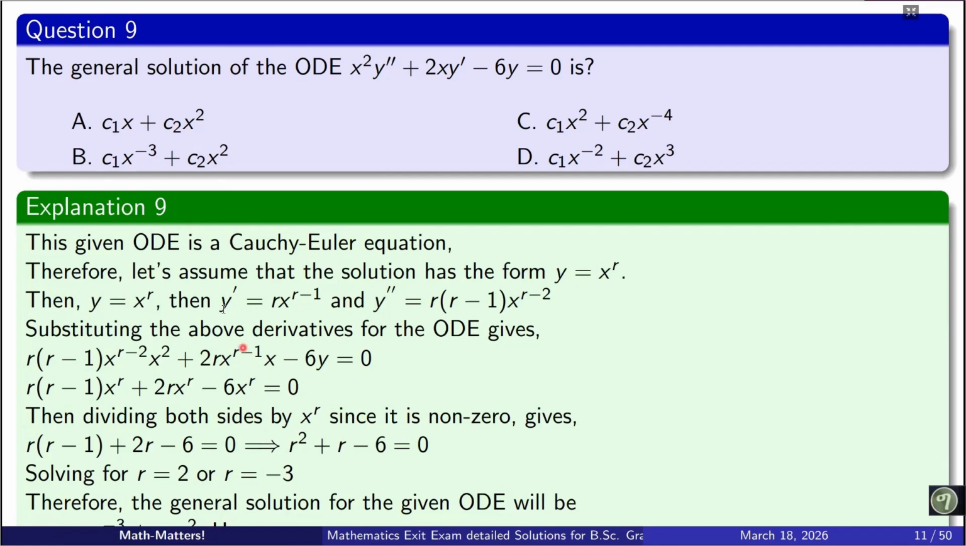So the exact answer for this question could be B, which is c1 times x to the power of minus 3 plus c2 times x to the power of 2, which will be the general solution of this Cauchy-Euler ordinary differential equation.